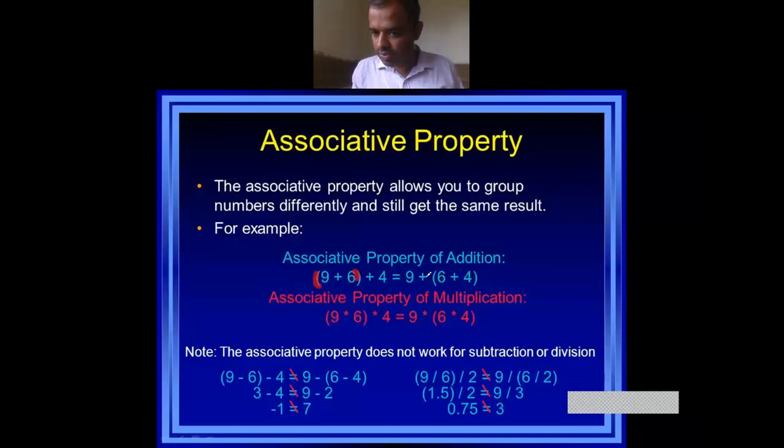Here, 6 plus 4 is what? 6 plus 4 is 10. 10 plus 9 is 19. 19 equal to 19. Therefore, the associative property under addition holds good.